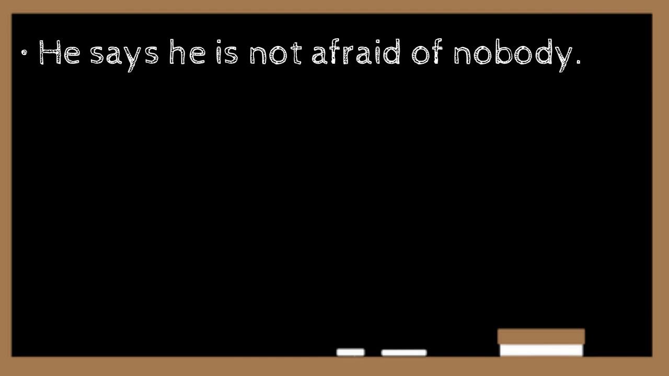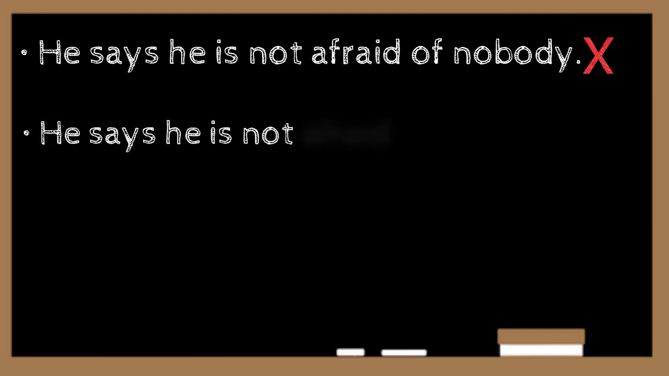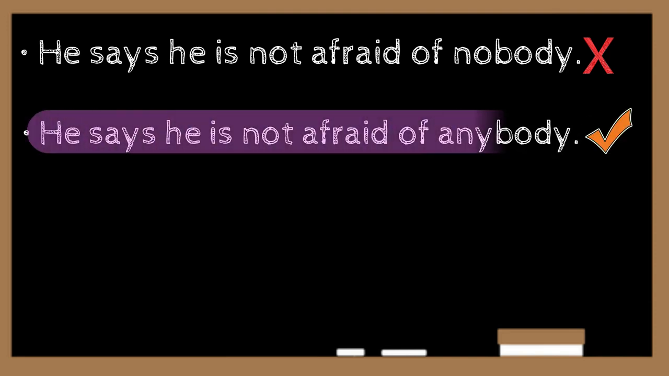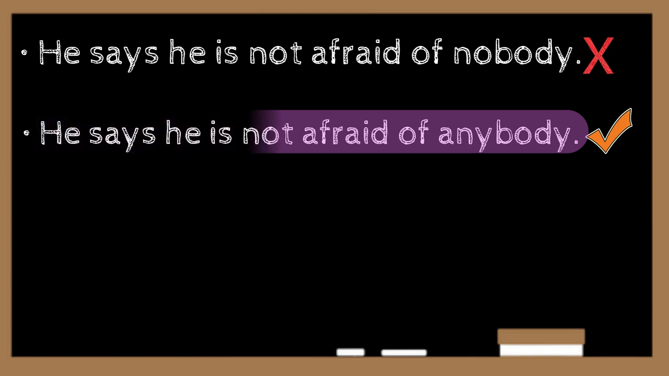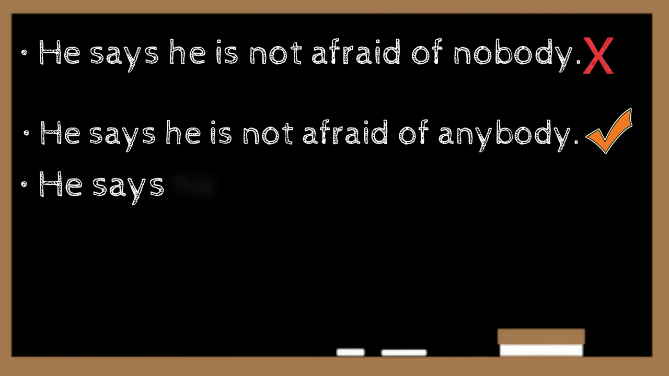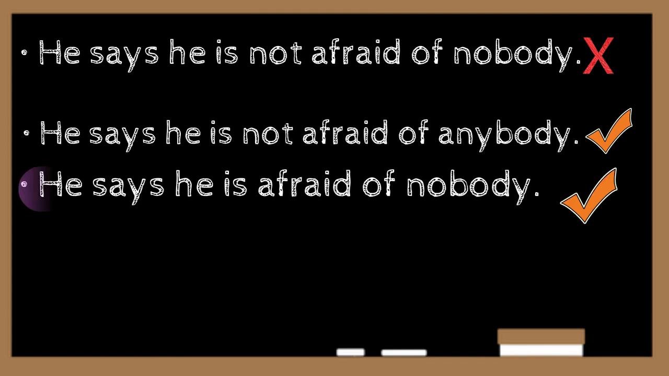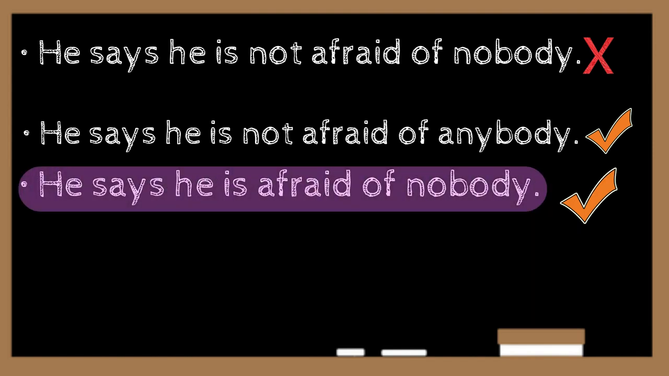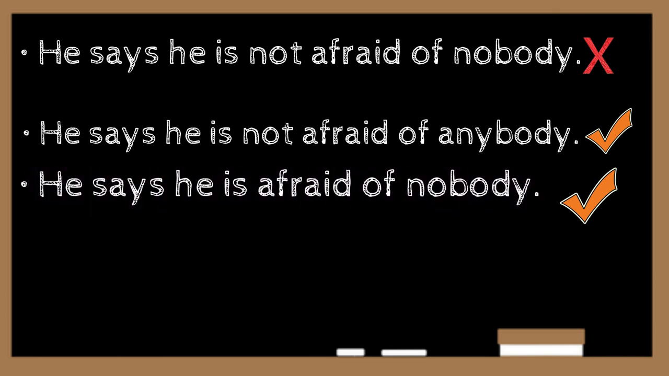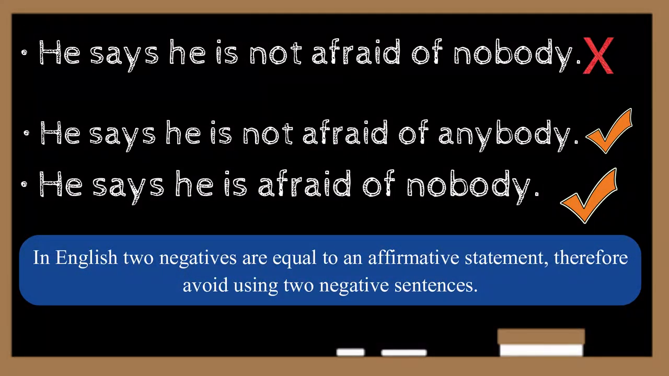The next one is, he says he is not afraid of nobody. This is incorrect. Now please repeat the correct sentence after me. He says he is not afraid of anybody. Or he says he is afraid of nobody. Please note, in English, two negatives are equal to an affirmative statement. Therefore, avoid using two negative sentences.